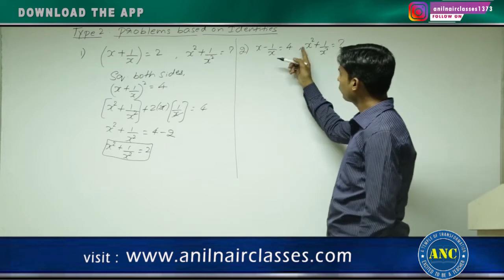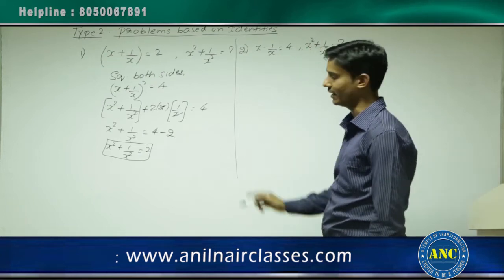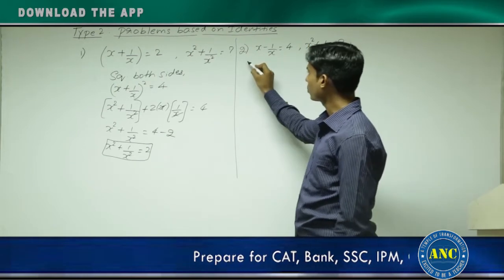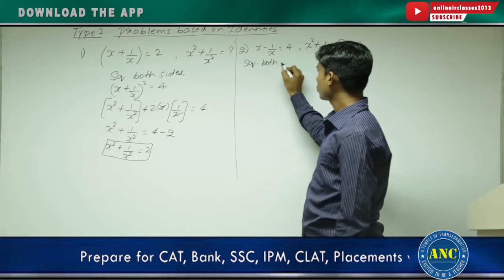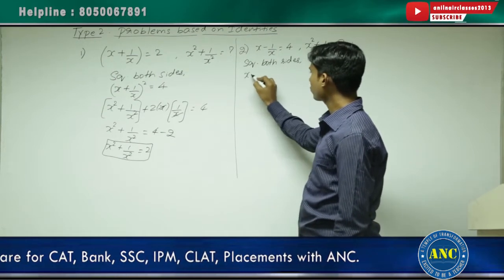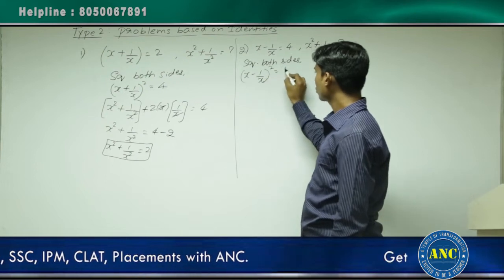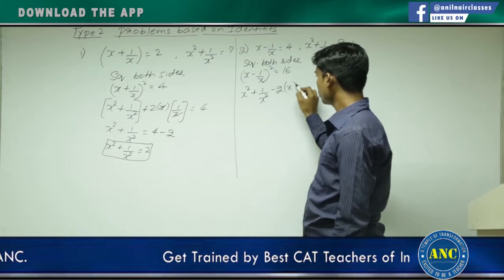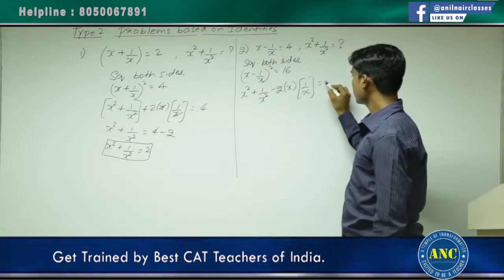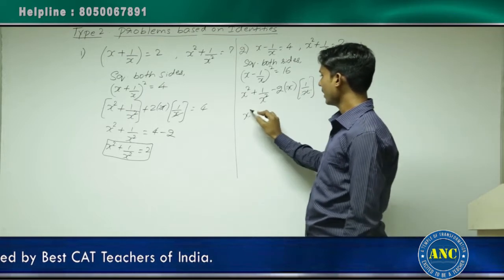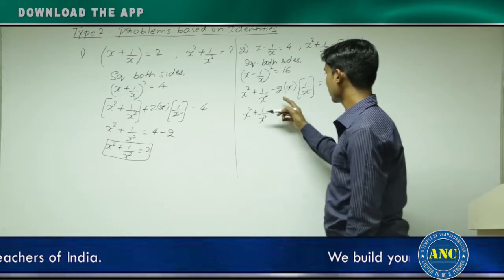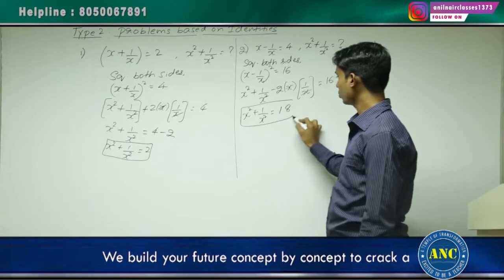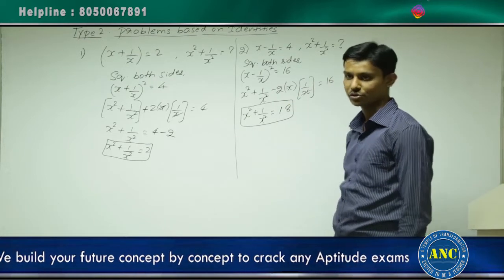X minus 1 by x is 4. X square plus 1 by x square value I need to find. Same logic. I have x term, but it should become x square term. Squaring both sides will give me x minus 1 by x whole square is nothing but 4 square, which is 16. This becomes a square plus b square minus 2ab, and this is given as 16. X will cancel. X square plus 1 by x square minus 2 equals 16. If I shift it to the right hand side, it becomes plus 2. 16 plus 2 is nothing but 18. Answer for this question is 18.